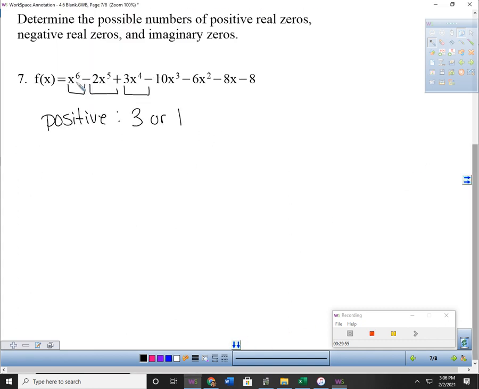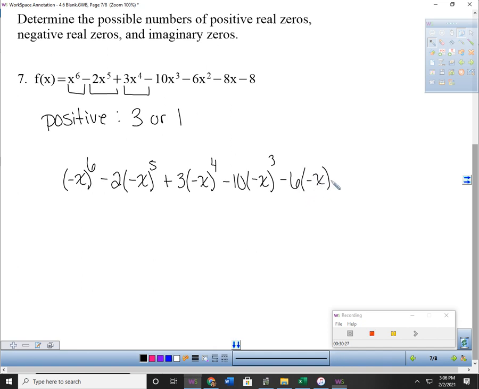So what you're going to do is you're going to go through and replace all of the x's with negative x's. So I've got negative x to the 6th minus 2 times negative x to the 5th plus 3 times negative x to the 4th minus 10 times negative x to the 3rd minus 6 times negative x to the 2nd minus 8 times negative x minus 8. And then you have to go through here and simplify these.